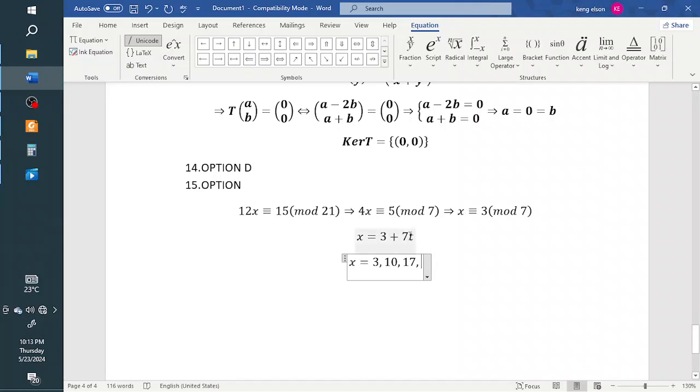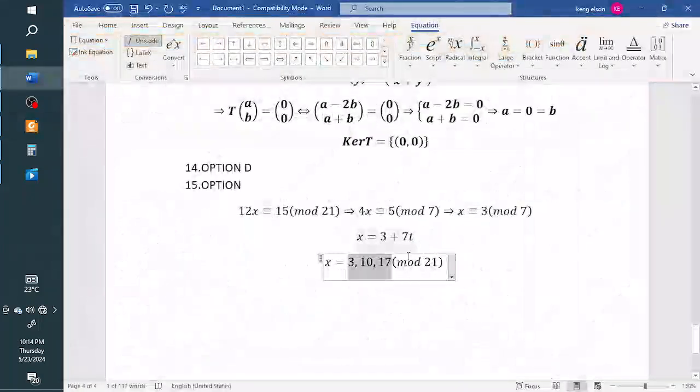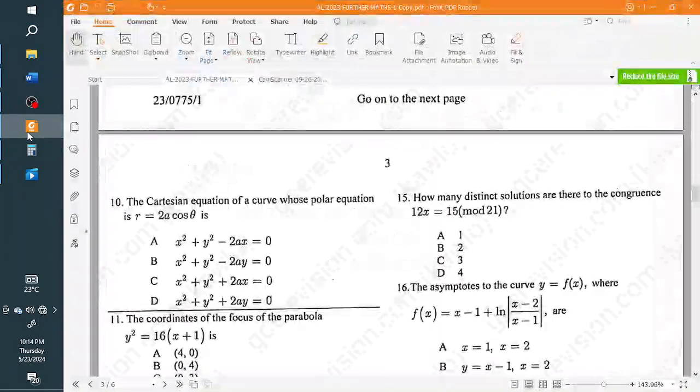When t is equal to 3, this becomes 24, which is already bigger than 21, right? So all of these answers are supposed to be in mod 21. So there are three of them. Though there are infinite solutions, we are interested in getting the distinct solutions, and the distinct solutions are basically gotten in the original modulus. So here there are 3 distinct solutions. All right, so 3 here is option C.